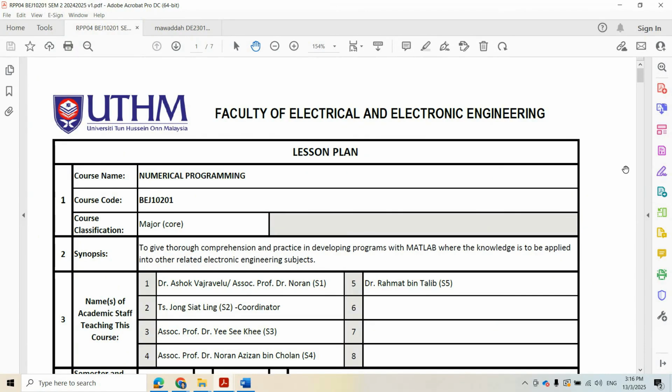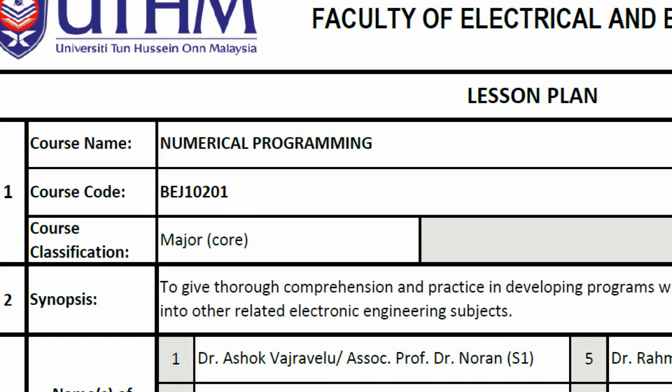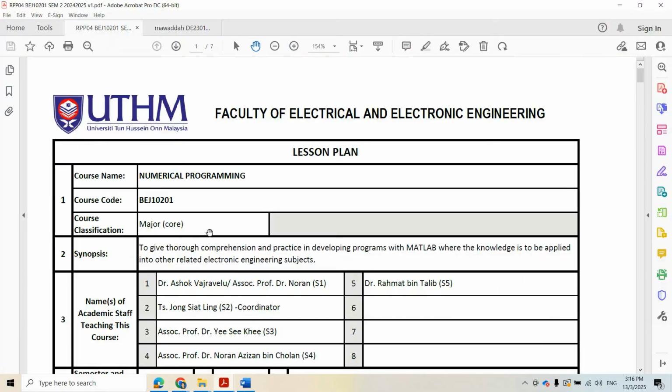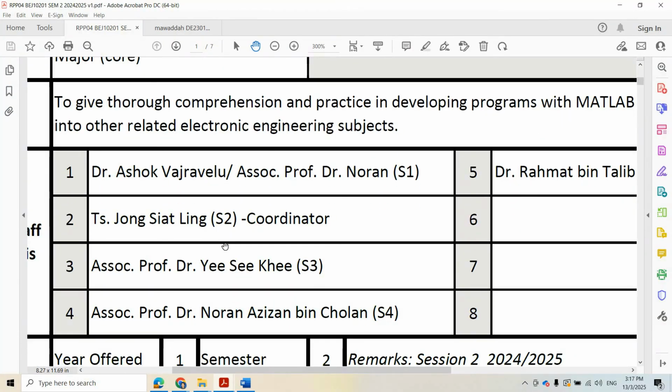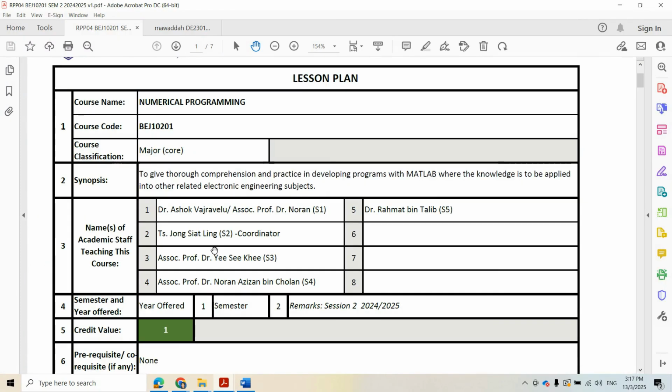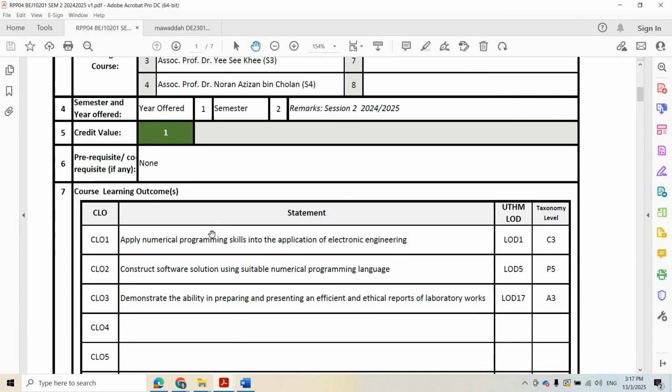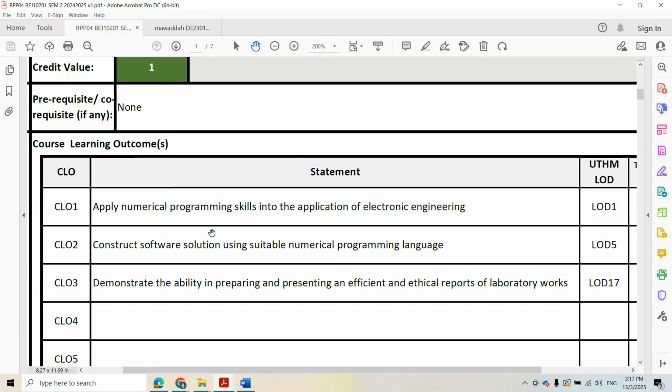Alright, so now we are going to look at the lesson plan. This subject is numerical programming, and the code is BEJ10201. We have a total of 5 lecturers teaching this subject, and I'm the third one. I'm Dr. Isiki, and the coordinator for this subject is Dr. Jong Sat Ling. There are 3 learning outcomes that we hope you can achieve in this subject.